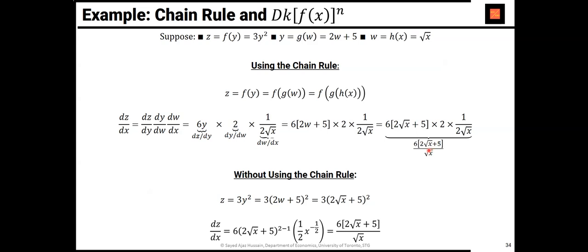If you did not want to use the chain rule, you would have had to do 3y squared, substitute in the definition of y, which is (2w + 5) squared, then again substitute in the definition of w, and now I can use this rule over here, and I'll go slowly. 2 times 3 is 6. Take away 1 from the power, that gives you 2 minus 1 is 1. And now multiply by the derivative of this thing inside the brackets over here. And you get the exact same answer that you did over here.